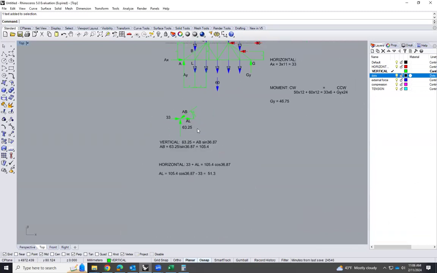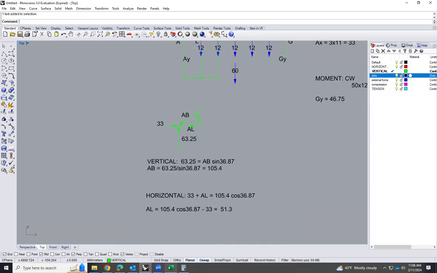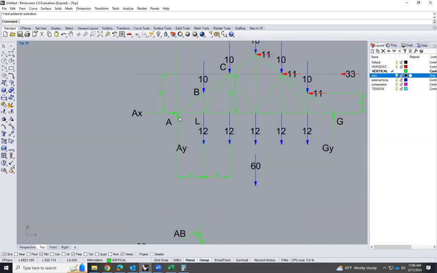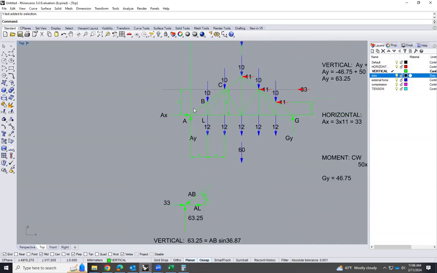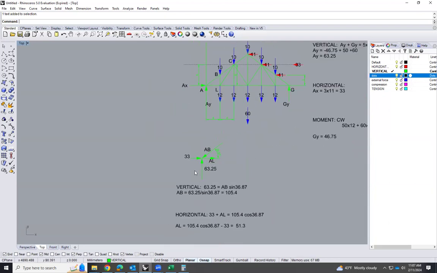Okay, so now the question: there are different ways to do that. First, I can solve the equations, I can use that Excel file, or I can do it by drawing things. That's my favorite method. If I analyze this point, at the end there should be a closed polygon. So if I start with AX, then with AY, then with this force, and then with that force, we have to start with one point and we will end up at the same point, using the same angle, of course.